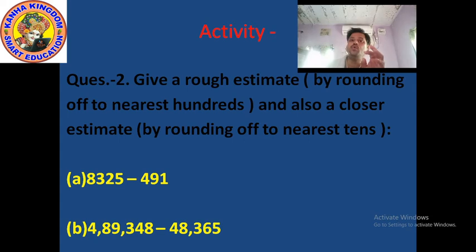4,89,348 subtract 48,365. And here also first you convert both these numbers to nearest 100, and after finding the nearest 100, it is very easy to subtract it, and after that you have to convert the same numbers to nearest 10. Okay, and how to convert it to nearest 10 and nearest 100, that I already explained.